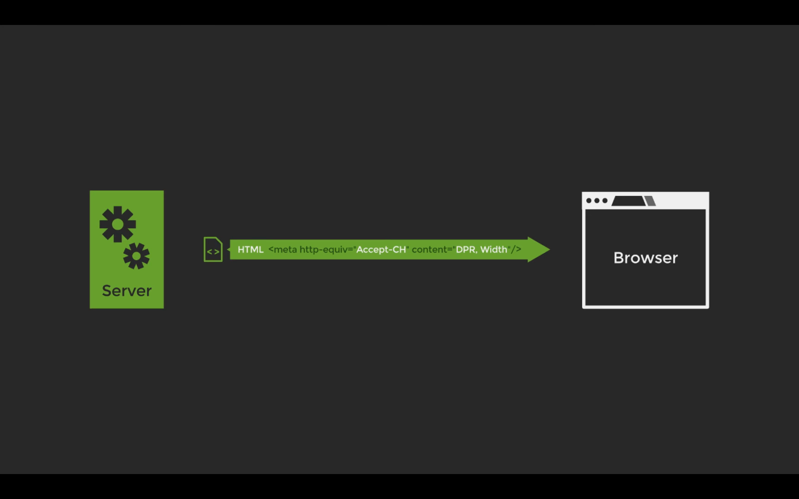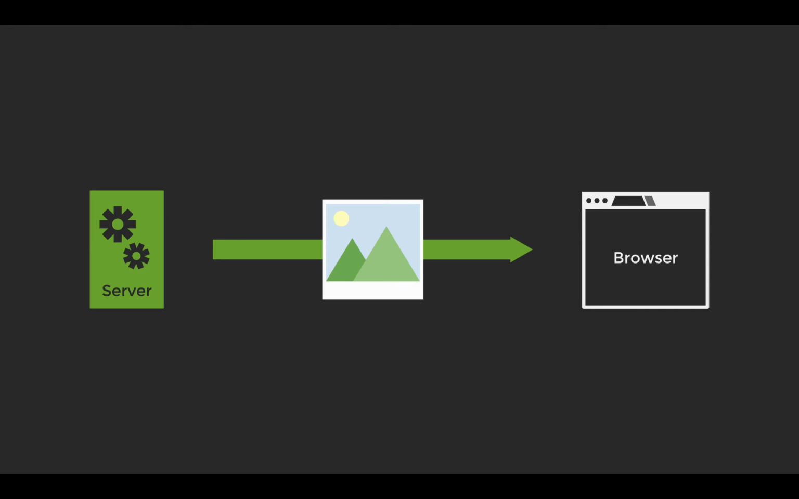You can see that we are interested in the DPR, or device pixel ratio, and the width of the device. If the browser supports client hints, then when it next makes a request, say for an image, it will add the requested information into the request headers. And from that point on, the server can decide how best to meet the specific needs of the browser. Let's have a look at a demo.